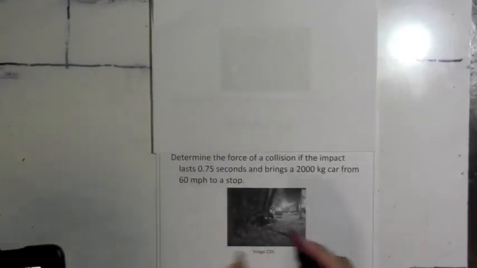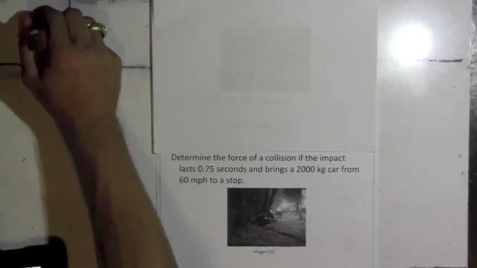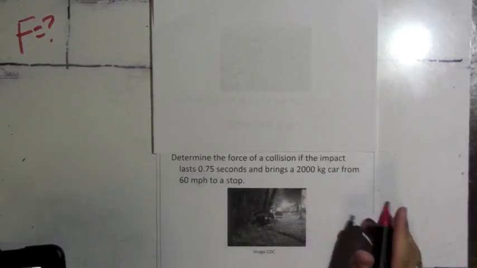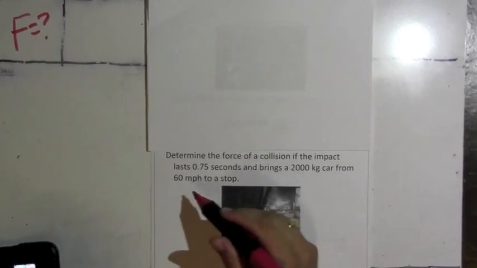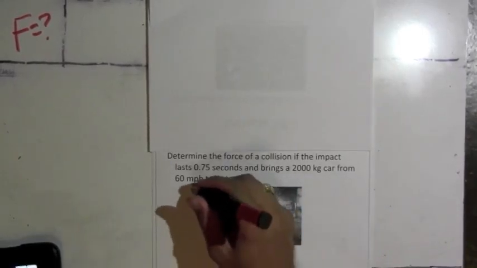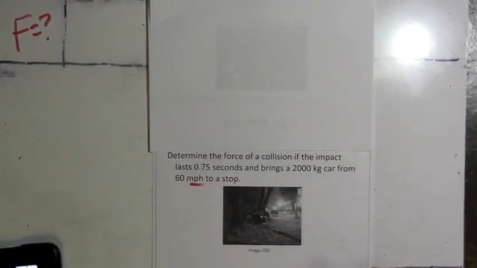Okay, this question says determine the force, so we're looking for F. If the impact lasts 0.75 seconds and brings a 2,000 kilogram car from 60 miles per hour to a stop. I'm going to underline that, because you should know by now that miles per hour is not something that we deal with, and you should be able to recognize that's something we're going to have to convert.